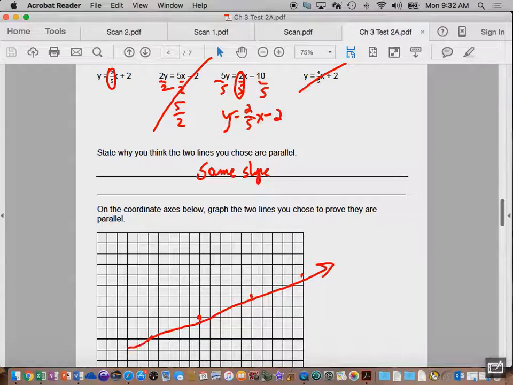Forgive the fact that the line's a little sloppy there. And then this guy's -2, up 2 over 5, up 2 over 5. Wow. And there's the 2 lines graphed.